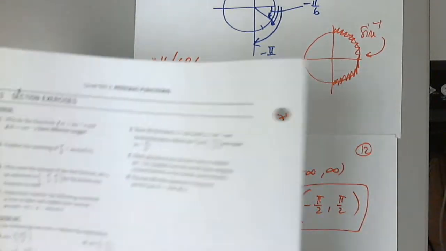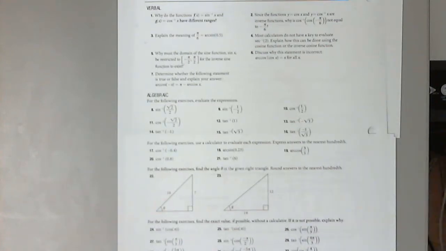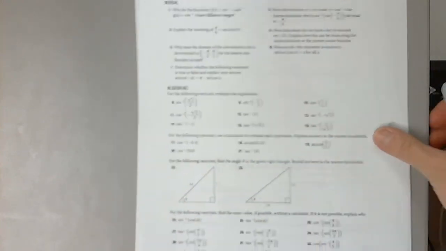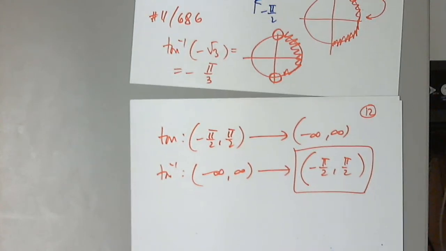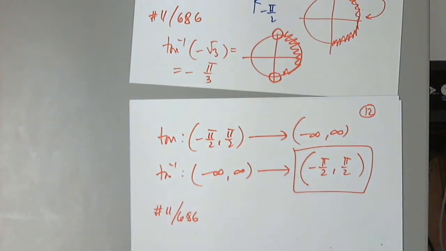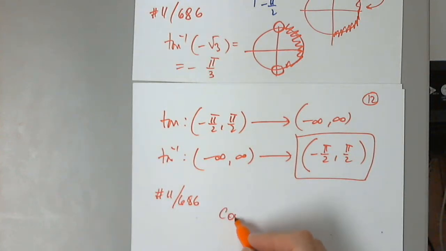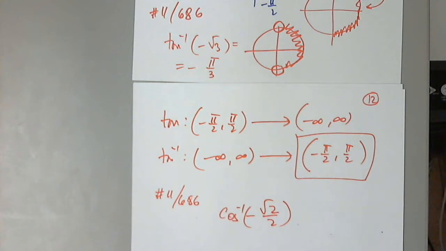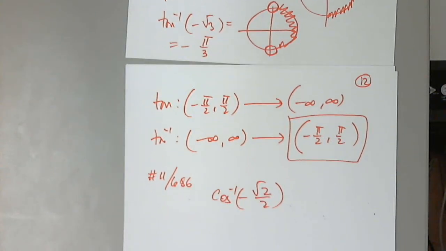Okay, another one, please. And then let's look at these triangles. Let's do 11. Let's look at 11, same page. And we have cosine inverse of negative the square root of 2 over 2. Perfect. Let me write the domain and range for this one too.